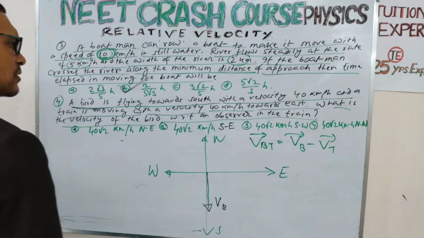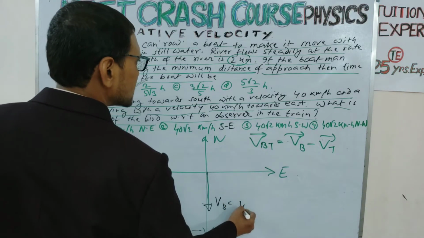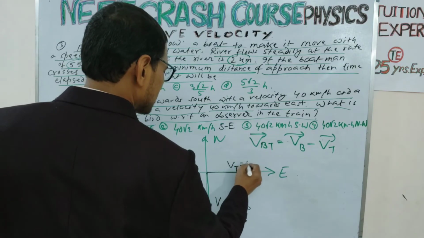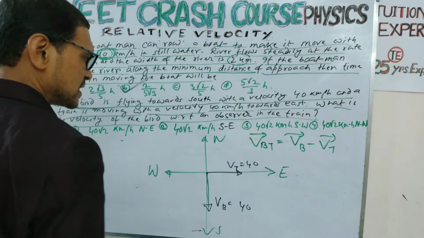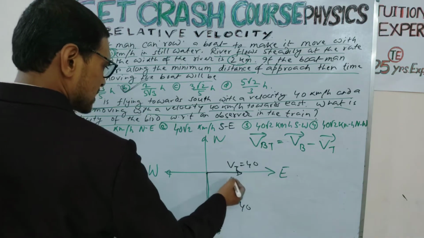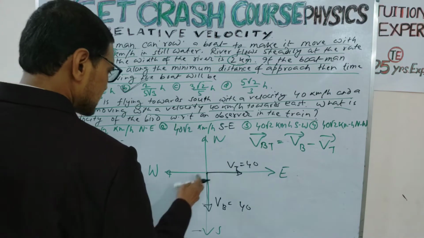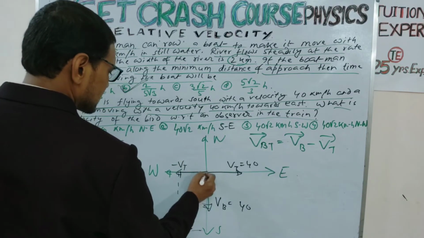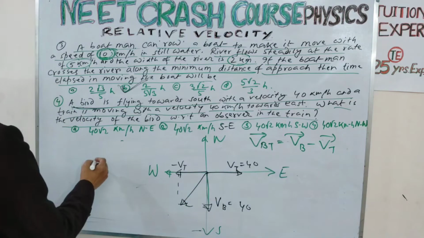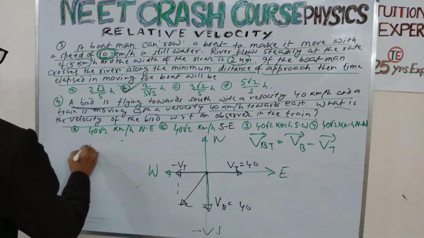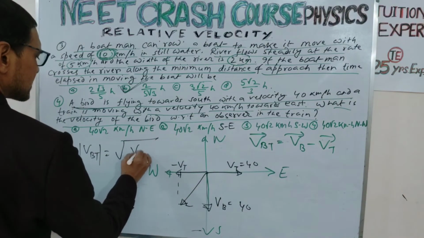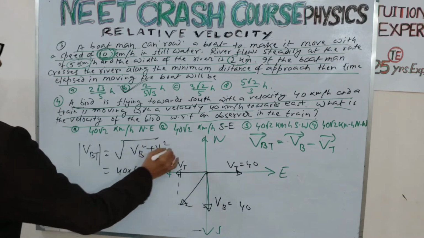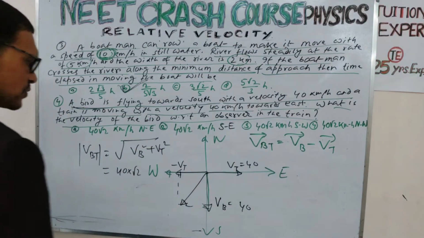Now the velocity of the train along each direction. VB equals 40, and the train is moving with a velocity of 40. Now VB minus VT: minus VT is along this direction. VB and minus VT resultant will be this. So the magnitude will be the square root of VB square plus VT square, 40 square plus 40 square, which is 40 root 2. Now the direction will be in this direction.